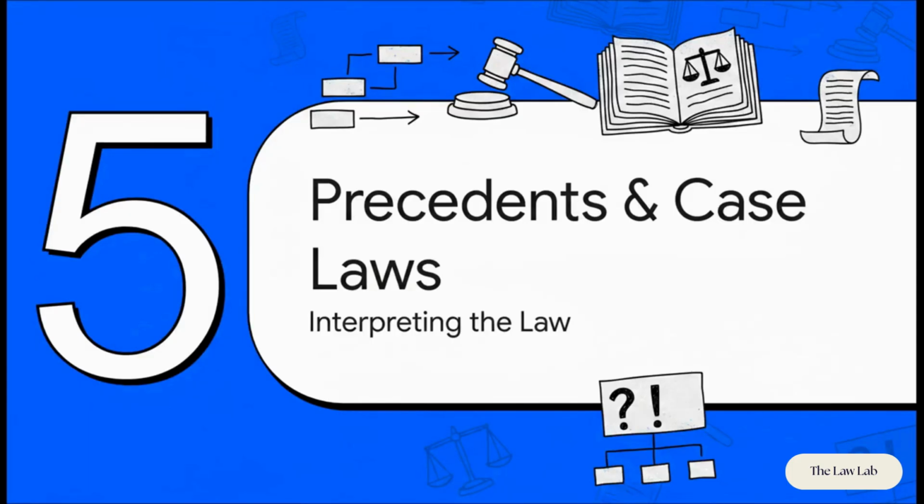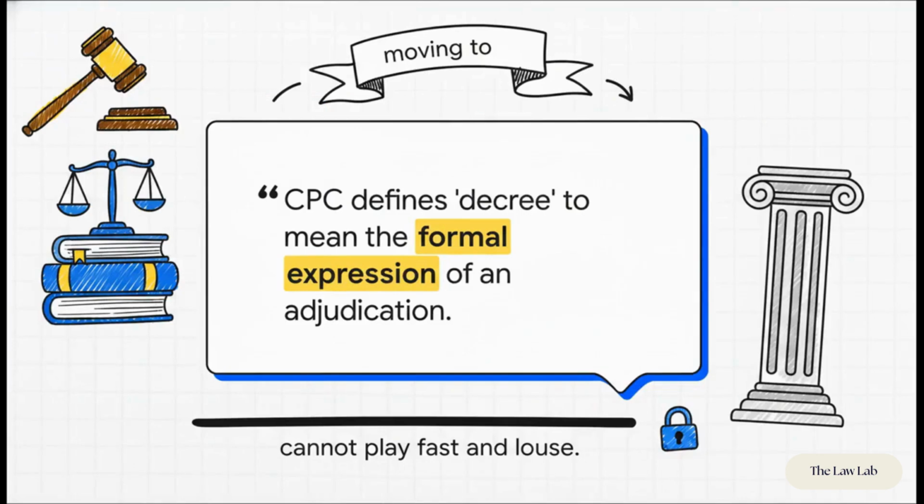Section 5. Precedents and Case Laws. Let's move on and see how this builds in the real world, because it's absolutely crucial to ground all this dense legal theory in the reality of the courtroom. Take the case of State of Rajasthan v. Raj Singh. The Supreme Court observed and really reinforced that the CPC defines a decree incredibly strictly. That rigid structure of Section 2(2) has to be respected. Courts just cannot play fast and loose when it comes to the formal expression of an adjudication.